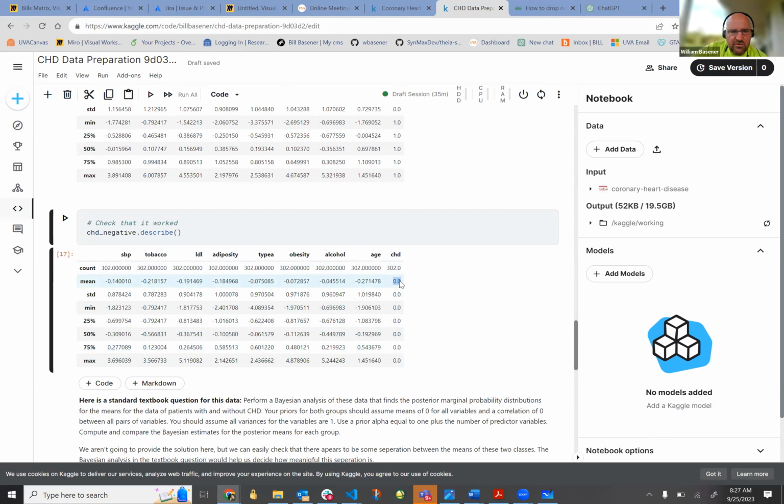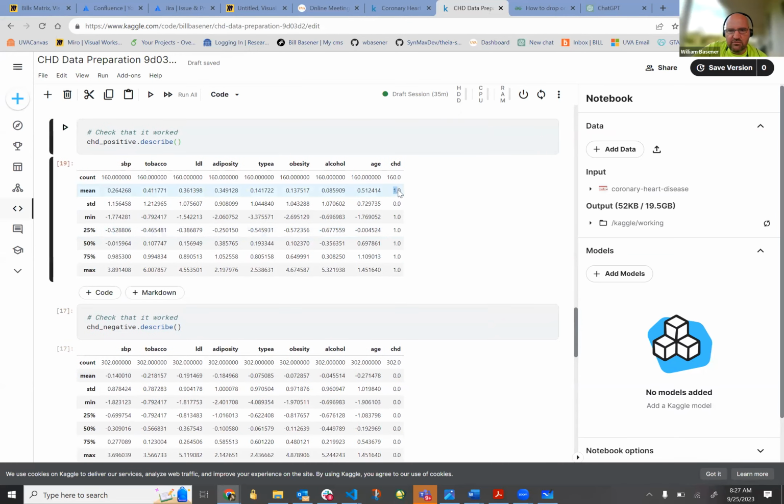Okay, so here's the important thing. The mean for the coronary heart disease negative group for the coronary disease column is 0, right? They all have 0 coronary disease. That's kind of what we hope. This is just confirming that this worked. The mean is going to be a 1 for the positive group. So we can look at these values. Let's kind of just sense check. Blood pressure is 0.26 for average people with coronary disease. And on average, systolic blood pressure was negative 0.14 for those without. And remember, this is the standardized blood pressure.